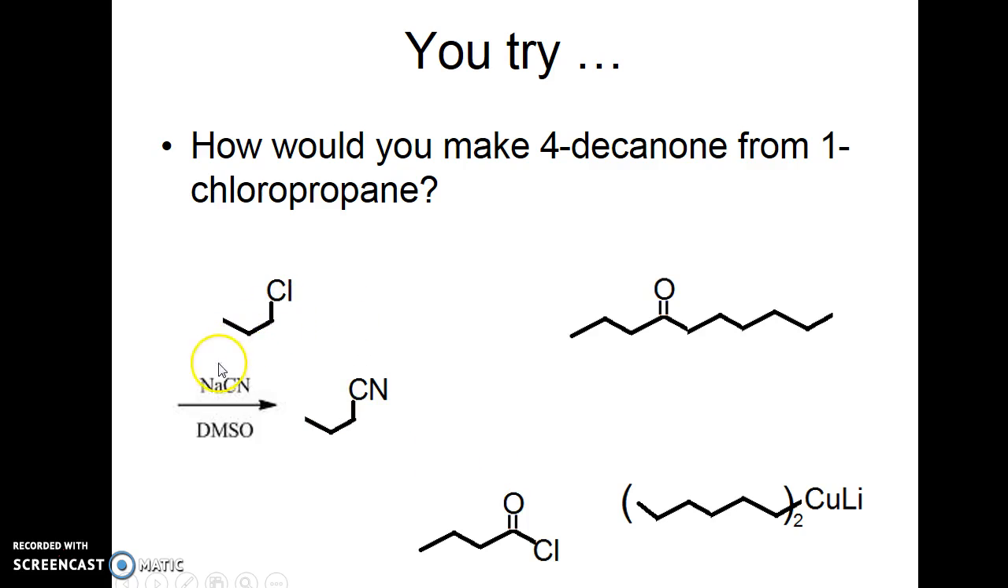So now these are the reagents that I'm going to need in order to do an SN2 on this chloride and replace the chloride with a cyanide. Then what do I need to do? Hydrolyze the nitrile to an acid functional group and then treat with thionyl chloride. Once I have the acid chloride, I treat that with this Gilman reagent and I end up making that ketone.